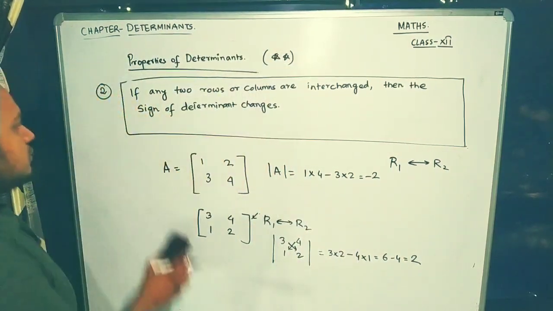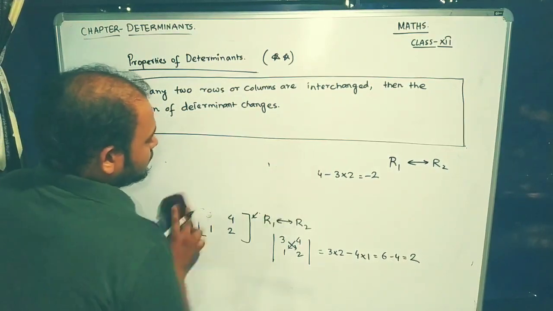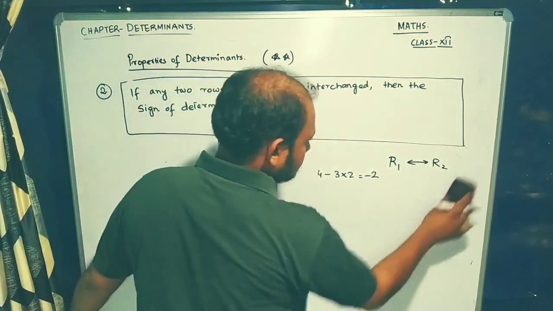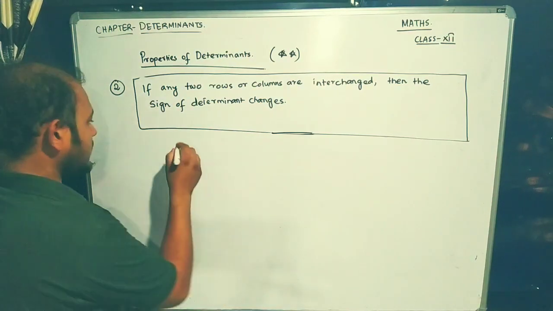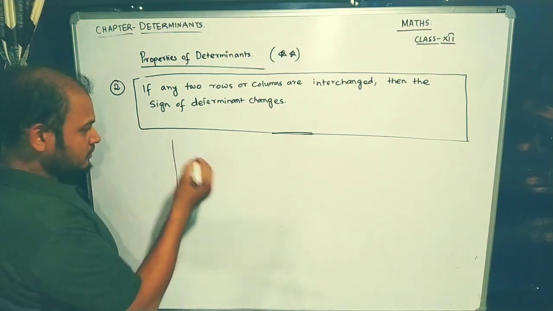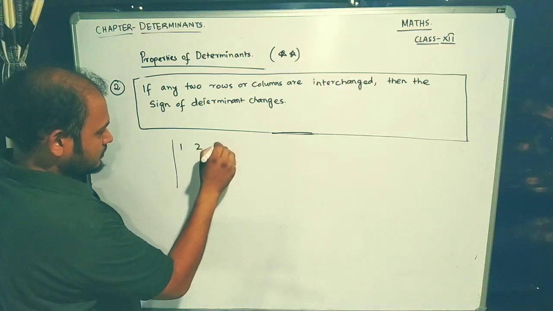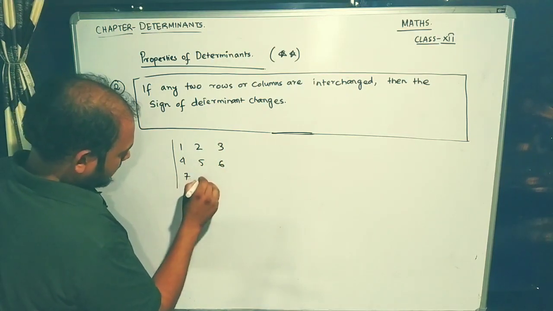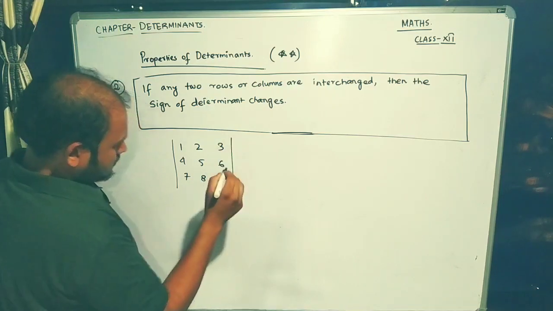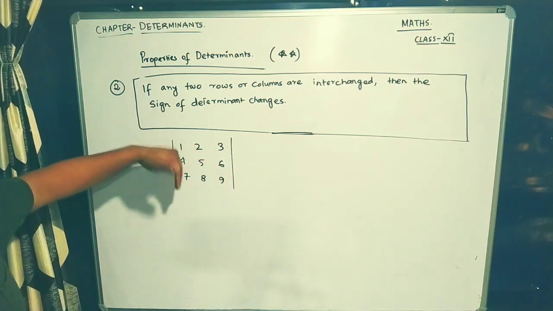So this must be clear to you. This is property number 2. So for example, now let me give you another example. Let us say we have a determinant of order 3 by 3. Say this is the determinant 1, 2, 3, 4, 5, 6, 7, 8, 9. So it has 3 rows and 3 columns.